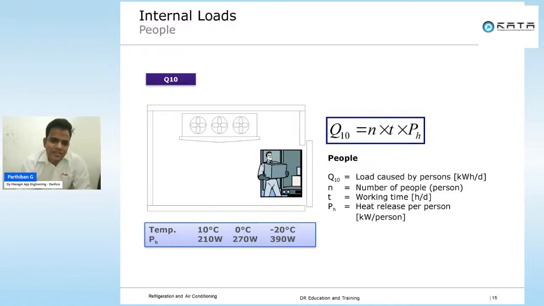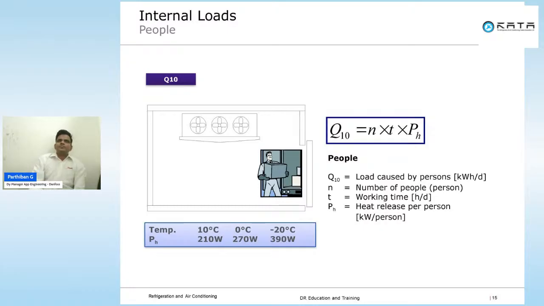So how to calculate the heat load of a person? Q equals N T P H. This is the formula. What is N? N is the number of people, like how many people are entering the cold storage. It can be two or four, depending on the requirement. Then T is the working time, that means hours per day.